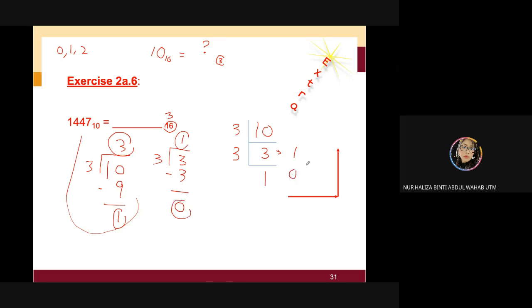So my answer will be 1, 0, 1 for my base 3. Let's see whether it's correct or not. So I have 1, 0, 1: 3 to the power of 0, 3 to the power of 1, 3 to the power of 2. 3 to the power of 2 will be 9. So 9 plus 0 plus 1, our decimal will be 10. It's correct.